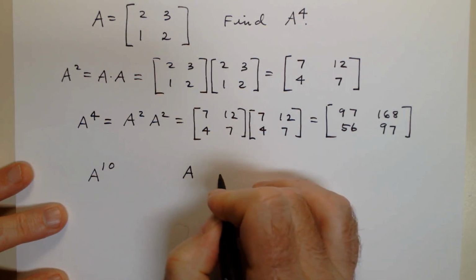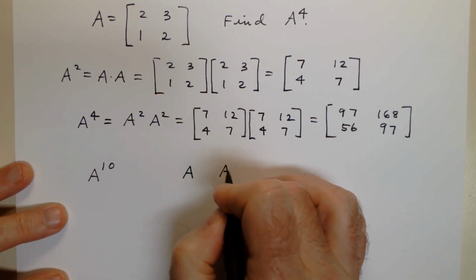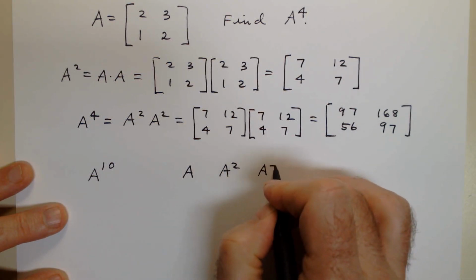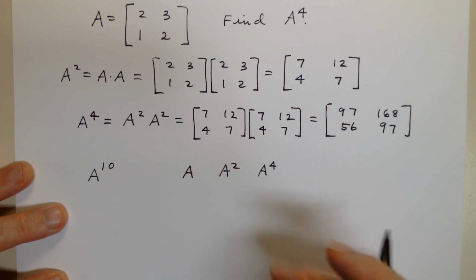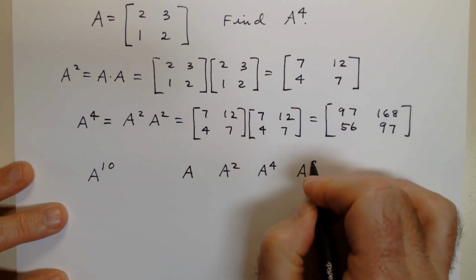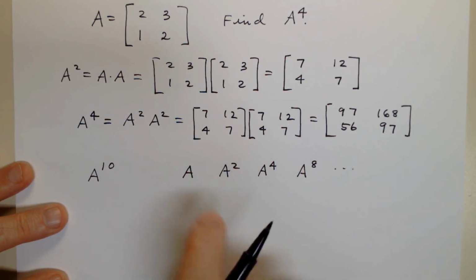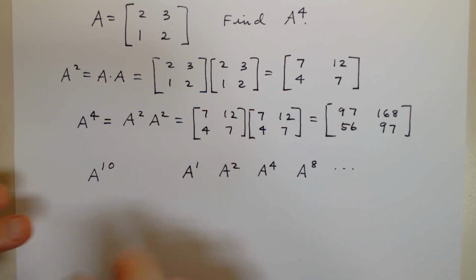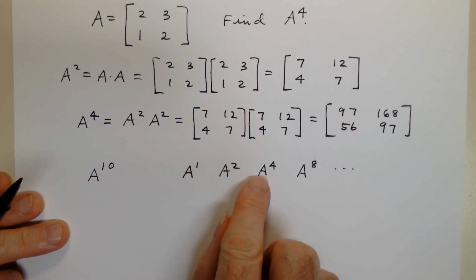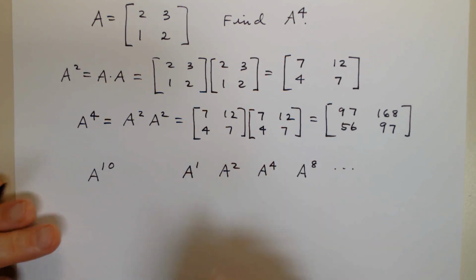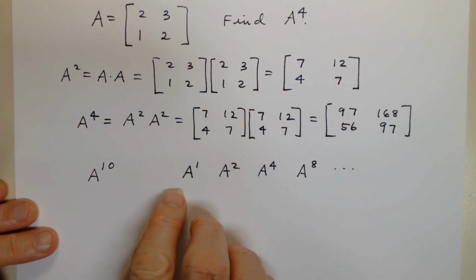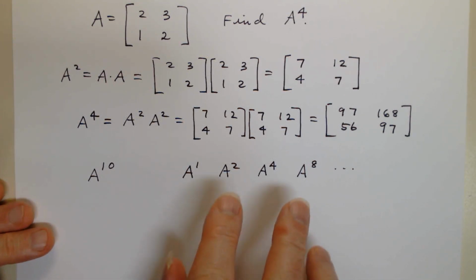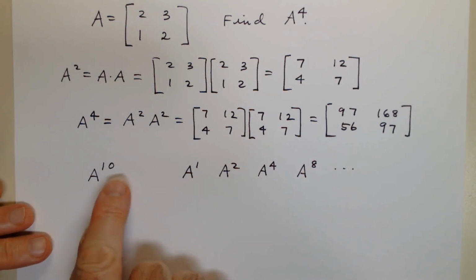So A, I can do A times A, I can get A squared. I can get A squared times A squared, A to the fourth. By multiplying A fourth times A to the fourth, I can get A to the eighth, etc. So in some sense, the powers that are relatively easy to compute just by doubling the previous case are these powers of 2. So you can imagine that what you want to do to compute A to the 10th is to try to collect some powers of 2 that add up to 10.